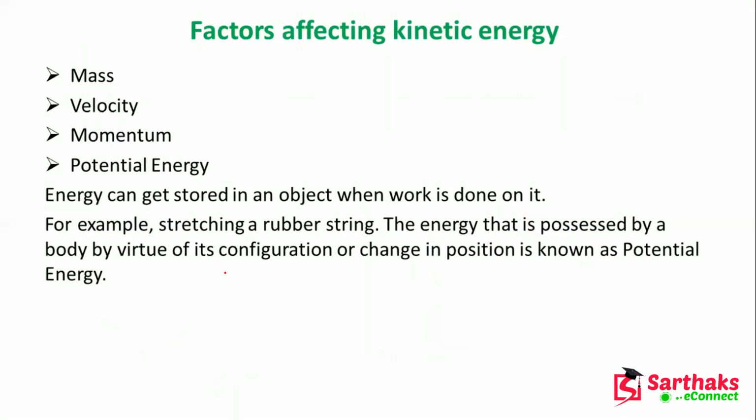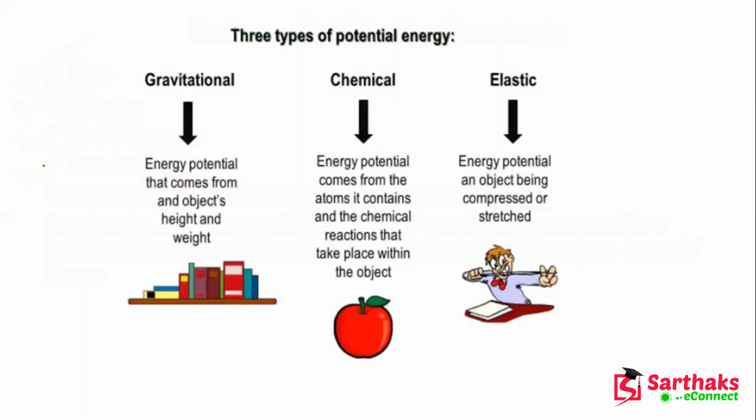Now the factors affecting the kinetic energy. As you know, the kinetic energy depends on the mass, on the velocity, and also on the momentum. Now potential energy: energy can get stored in an object when work is done on it, like stretching a rubber string. The energy possessed by the body by virtue of its configuration or change in position is known as potential energy. We'll describe potential energy very well, but later.